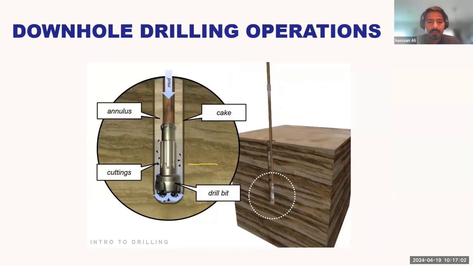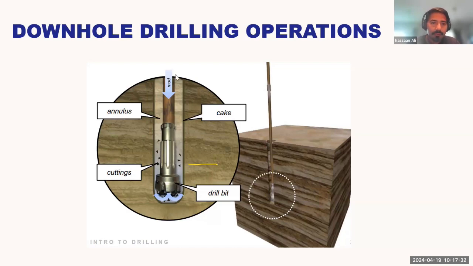Downhole drilling operations. In a typical drilling operation where you have a vertical well, this is what we call a bottom hole assembly. Whenever I'm talking about a BHA, or bottom hole assembly, this is what I'm talking about. Essentially, you will push the mud from the surface, and you will have a rotary table at the top of the rig that will rotate this entire bottom hole assembly.